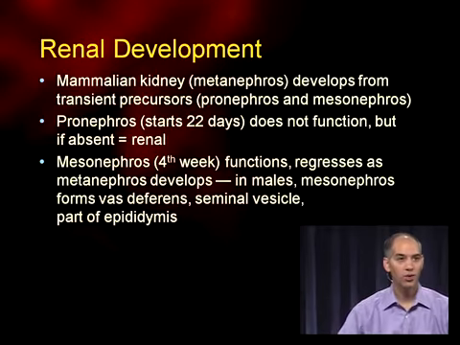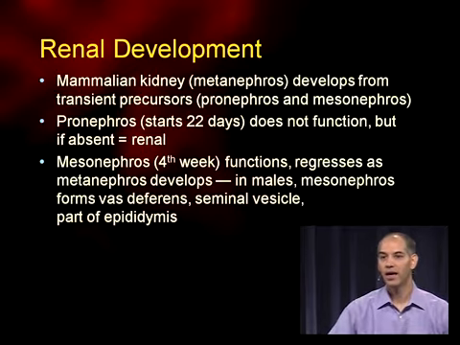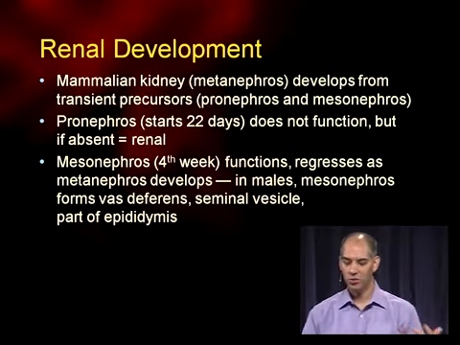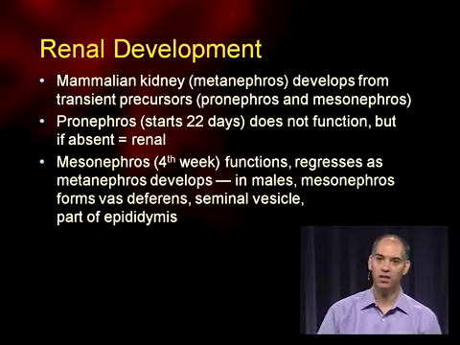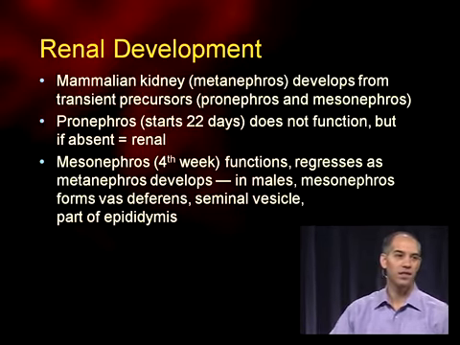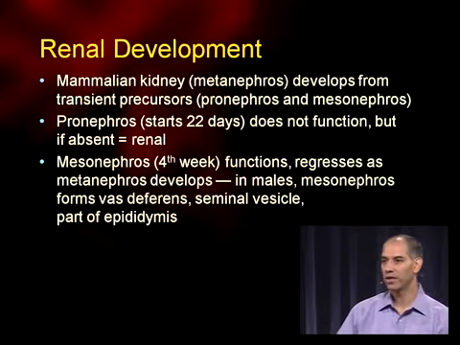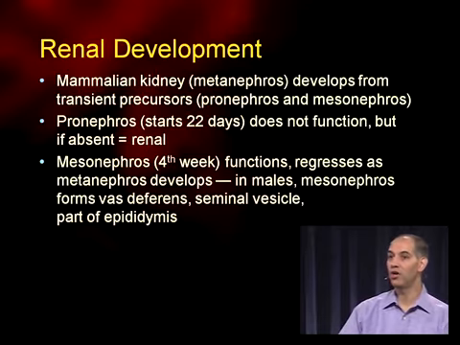The mammalian kidney, the metanephros, develops from these transient precursors that we have, the pronephros and the mesonephros. The pronephros starts really early in development, 3 weeks of development is when you start the first kidney that you have. So the kidney that we have is not the kidney you started with. That was your pronephros that started at 3 weeks. It doesn't function, but if you don't have a pronephros, you never develop a kidney.